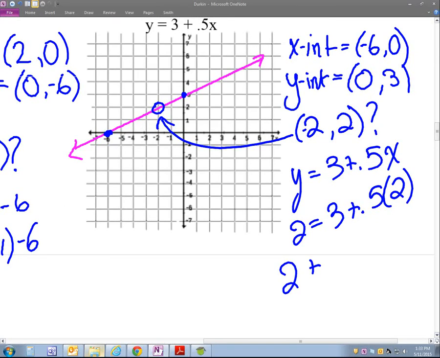Yes, you're right. It should be -2. Yeah, x is -2. Thank you. So we have 2 equals 3 plus 0.5 times -2, which is -1. So what's 3 plus -1? 2 equals 2. Is that true? Yeah. So I go ching, got it.